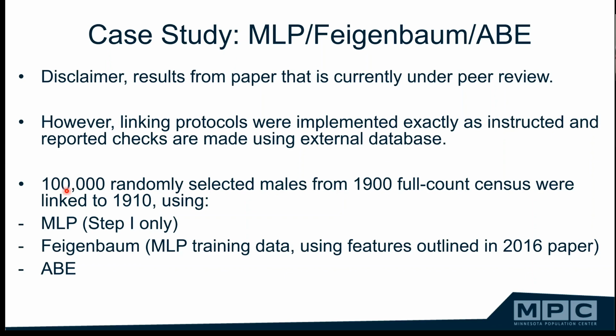So what we did was that we extracted 100,000 randomly selected males from the 1900 full count census, and we linked them to 1910 using these 3 different methods. Again, the MLP only step 1, the Feigenbaum method, which is here just a more limited set of individual level characteristics used to link, but we used the same MLP training data. So it's using the exact same training data as the MLP here. And the ABE. So we're trying to link the same 100,000 individuals. And I'm going to try to go through this pretty quickly.